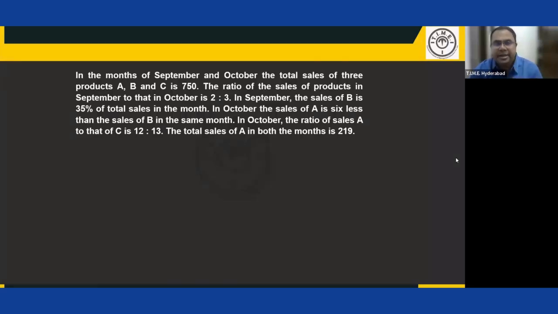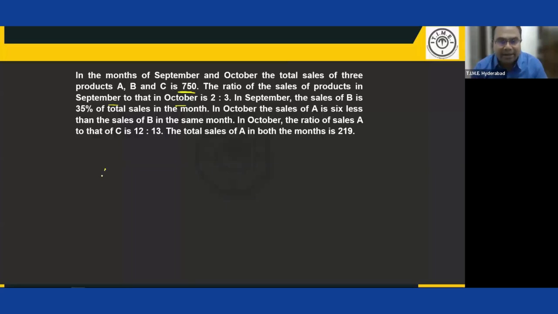When you read the caselet, you need to put it in a structured format. Before that, just give a reading. In the months of September and October, the total sales of ABC is 750. The ratio of sales of products in September to October is 2:3. In September, sales of B is 35% of total sales in the month. In October, sales of A is 6 less than sales of B. In October, the ratio of sales of A and C is 12:13. Total sales of A in both the months is 219.